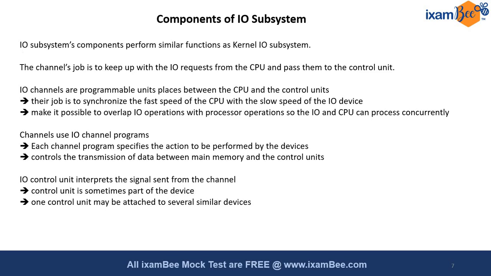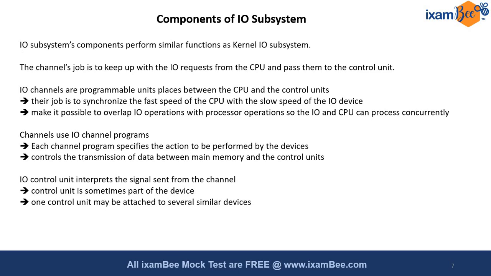Then it is also their duty to make it possible to have an overlapping IO operation with the processor so that CPU and IO can run concurrently. So sometimes CPU will run, sometimes IO will run, and none of them are idle for a long time. Now, channels are used for IO channels, and each channel program specifies the actions to be performed by the devices. It also controls the transmission of the data between the main memory and the control unit. So there are the channels which actually use the IO channel programs.